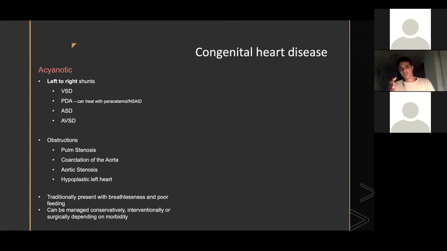So pulmonary stenosis, coarctation of the aorta, aortic stenosis, hypoplastic left heart, which is a bit more complex, so don't worry about that. This traditionally presents with breathlessness and poor feeding. Okay, so the baby will have a tough time feeding. A lot of heart conditions will present with poor feeding early in life and maybe a murmur. The breathlessness is because you have increased pulmonary pressures, not because the blood is deoxygenated. That's a key point to make, yeah?